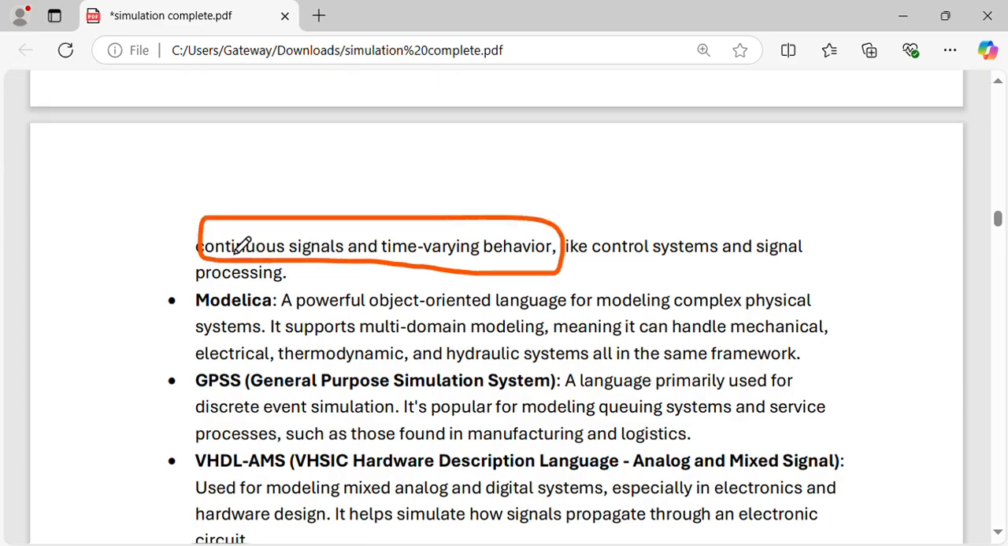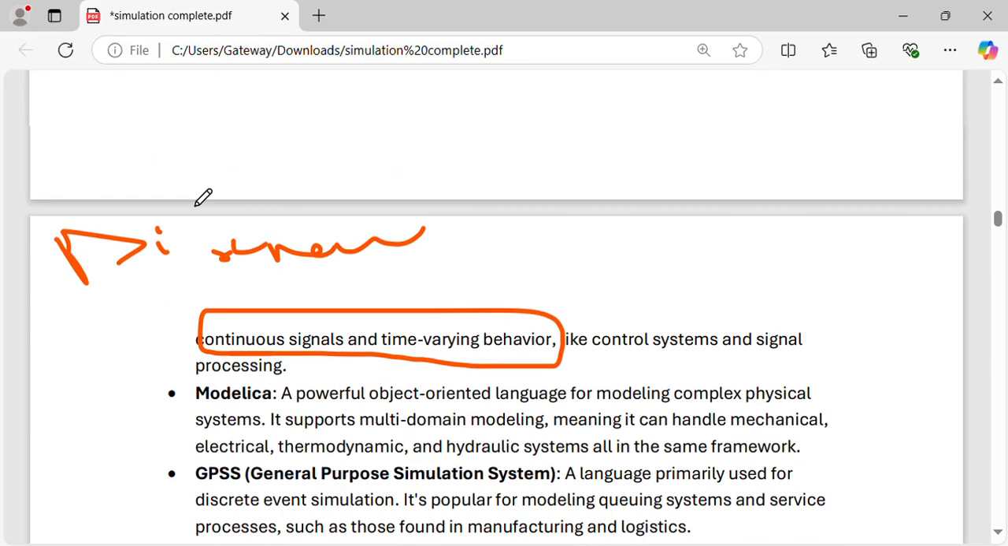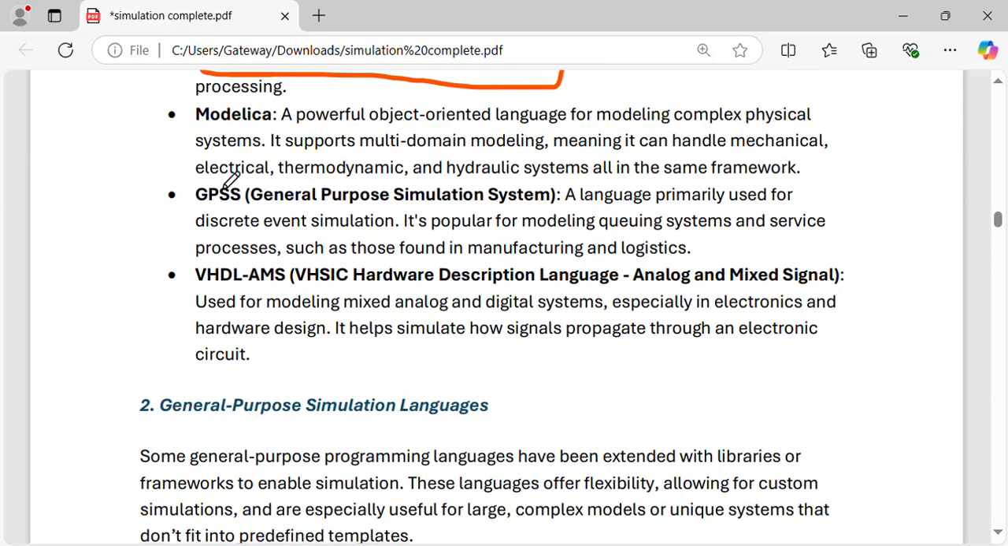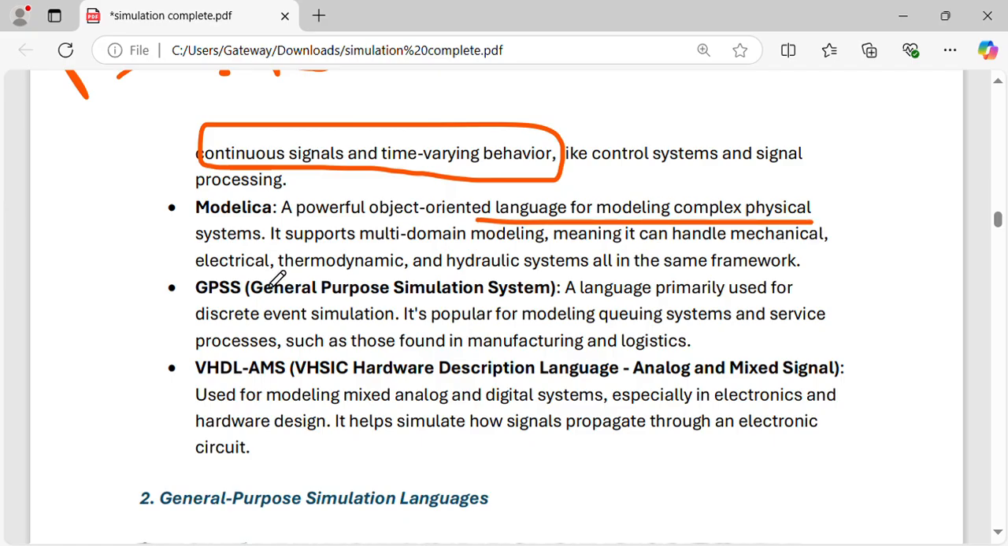So you can make a mind map: you have discrete systems, and then discrete systems have discrete models, and then discrete models have discrete simulation systems, and in the discrete simulation systems we use this language, and for continuous we use Simulink, right? So you can make a mind map to remember this whole process. Modelica is a powerful object-oriented language for modeling complex physical systems. It supports multi-domain modeling, meaning you can have multiple domains working at the same time. It can handle mechanical, electrical, thermodynamic, and hydraulic systems all in the same framework.